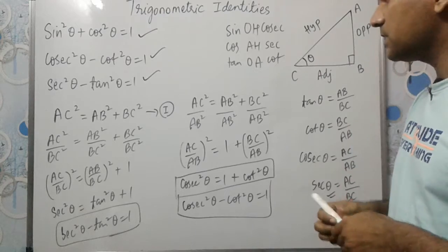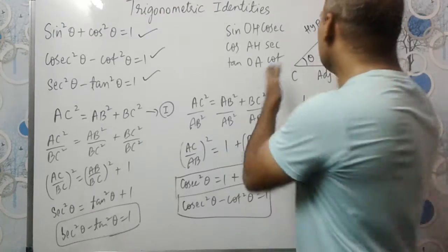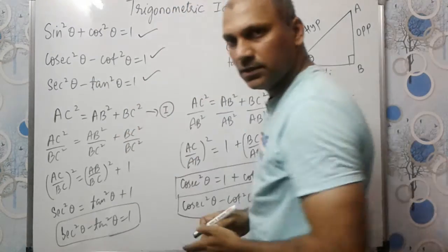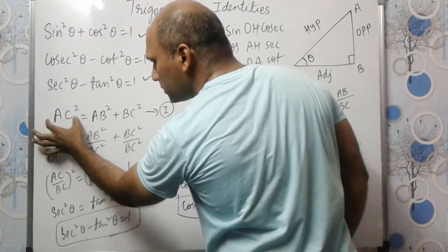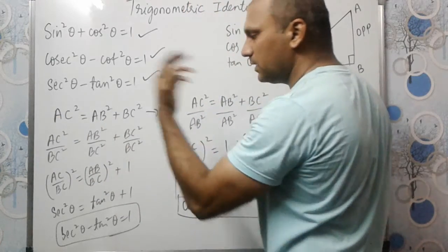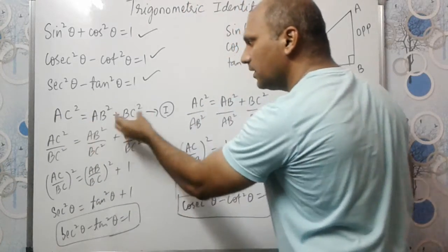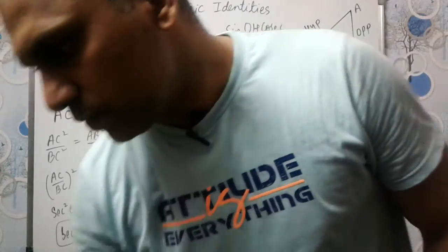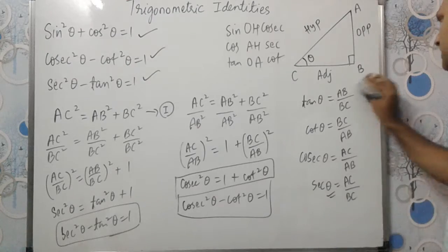I hope you understood this. How did we derive this? We took a right angle triangle, we applied Pythagoras theorem, and then first we divided both sides by AC square, then divided both sides by AB square, and then divided both sides by BC square. So we get three identities. There is one more method of deriving these identities.